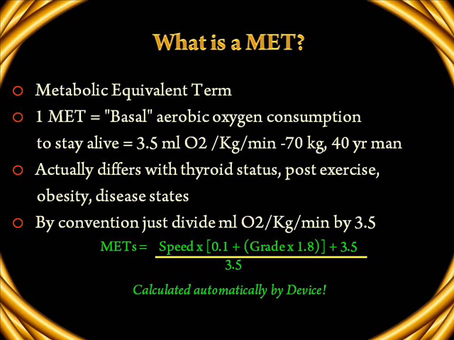Depending on the level of activity, this requirement of oxygen will increase. Sometimes the level of oxygen required depends on the thyroid function, the post-exercise nature, obesity and other disease states. By convention, we divide the number of ml of oxygen consumed by 3.5, and we get the number of METs. For our convenience, this number of METs is worked out by the machine itself, and the device automatically gives the calculated METs for a given level of exercise. We do not have to do any manual calculation.